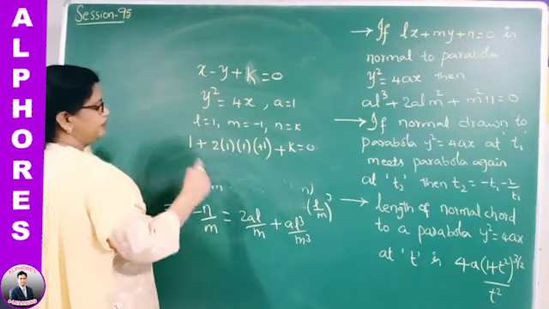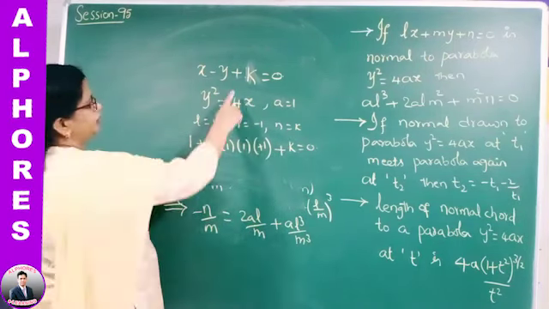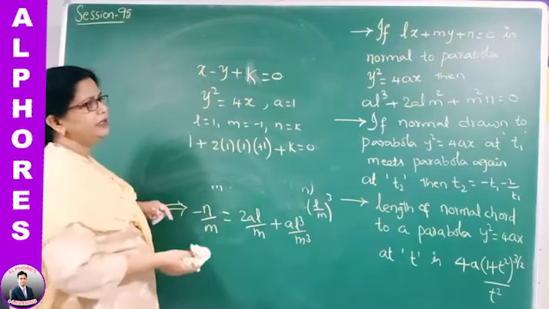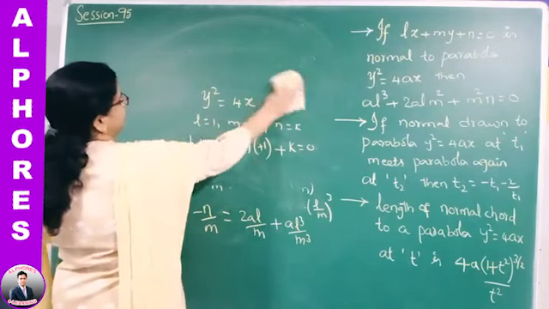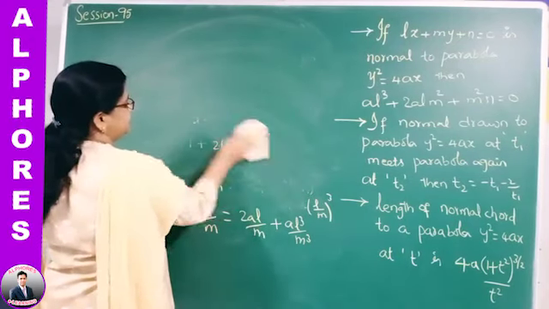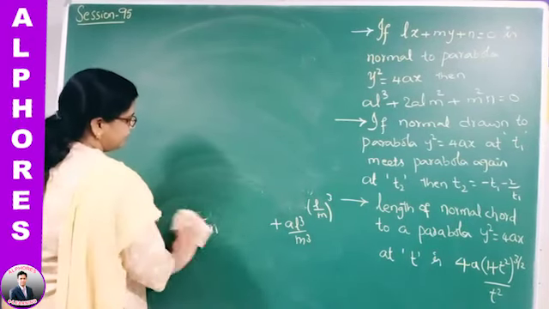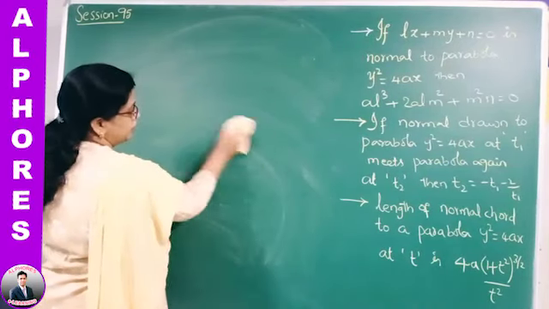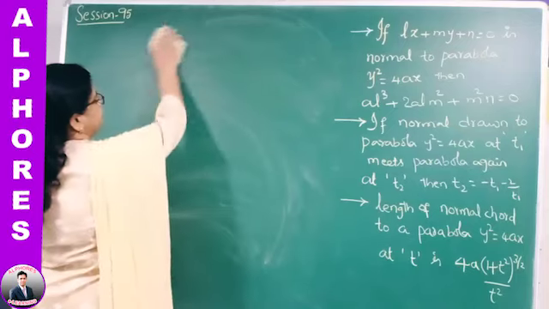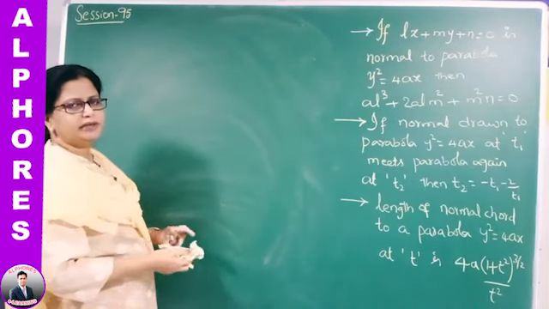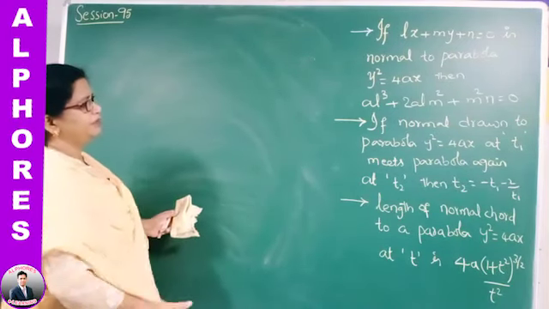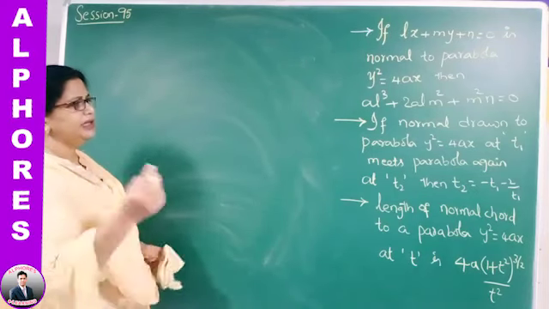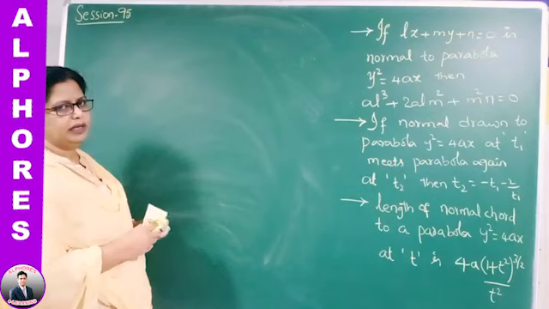Therefore the k value we got is how much? Minus 3, and that we substitute here. So students, in this way we can find the normal condition. And next one is we have an interest, that is what about the normal drawn at the ends of latus rectum, because in many cases we have observed latus rectum is playing a very vital role. Therefore our interest is what about the normal drawn at the end of latus rectum.